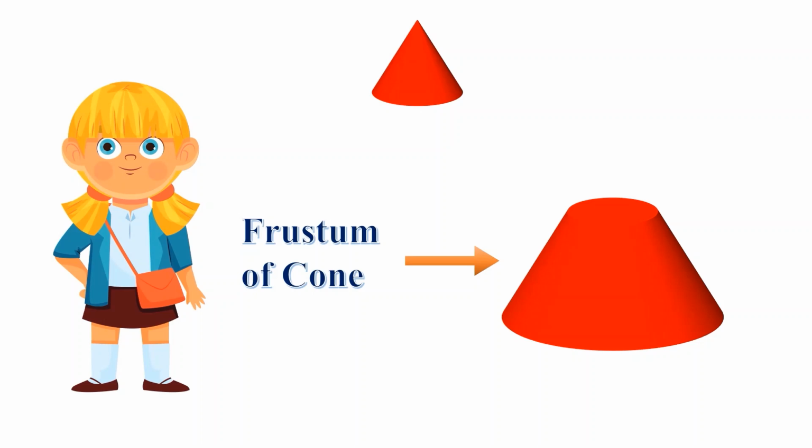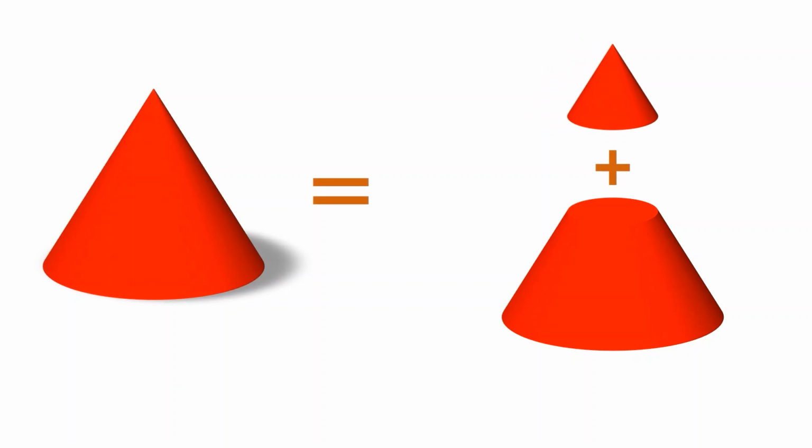Now that the plane has cut the cone, we can see that the cone is divided into two parts. The bottom part of the cone is called the frustum of the cone. The actual cone is divided into the lower part and the upper part. The lower part is called the frustum of the cone, and the upper part looks like a small cone.